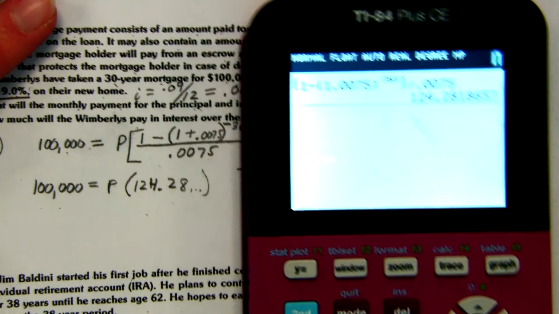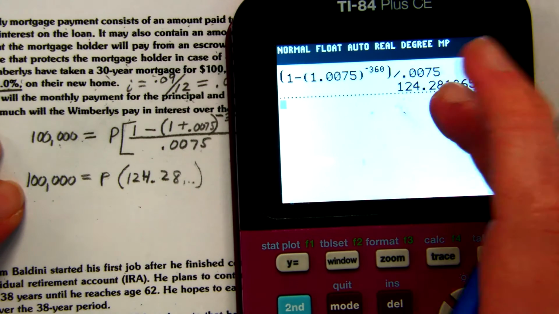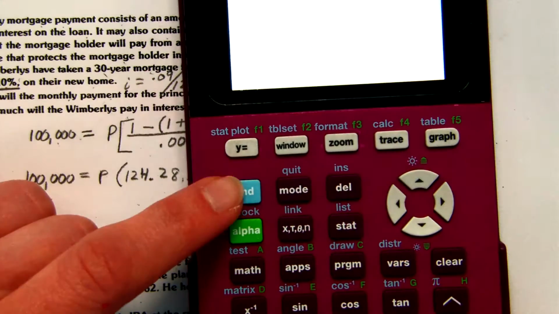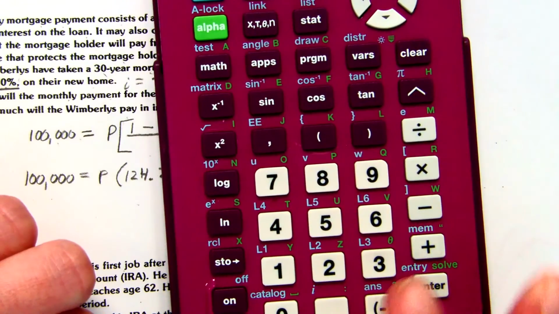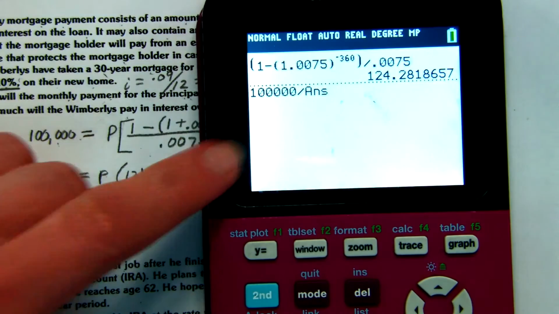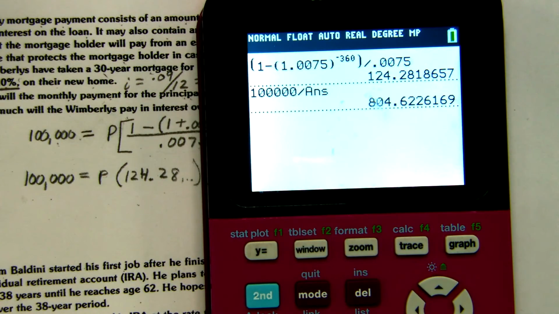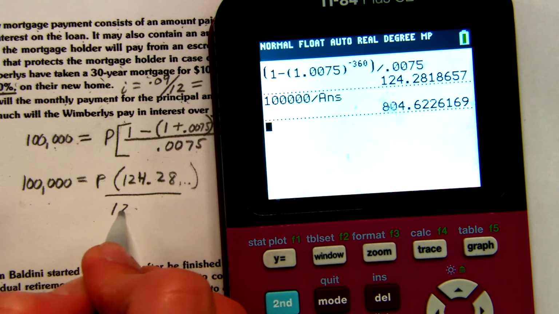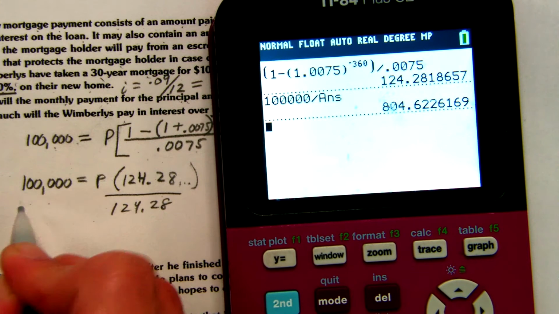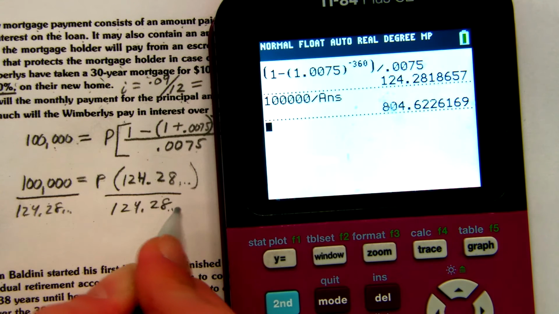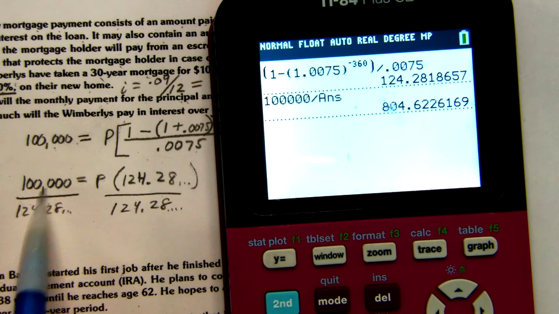So what we want to do is keep that on our calculator and then take 100,000 divided by the answer. And you get that by doing the second key, and then answer is way down here at the bottom of the negative key. And it'll look like this, 100,000 divided by the answer. And we get, because I'm just solving for P, so we divide by 124.28, that number that we had on the calculator. But I didn't round it off too much because then that would make a little rounding error.